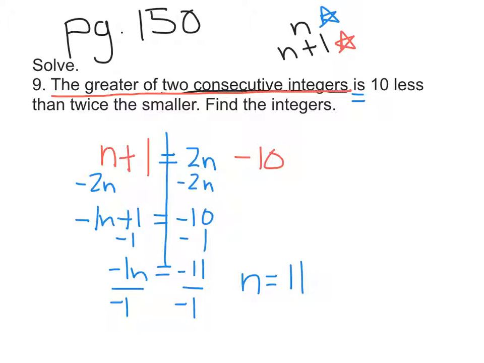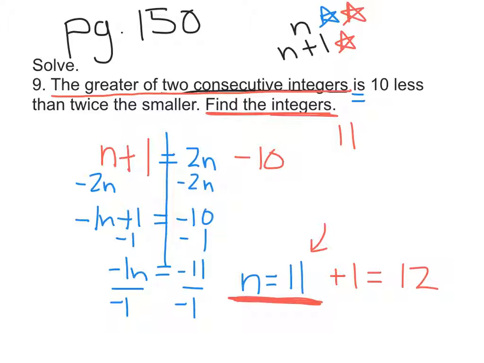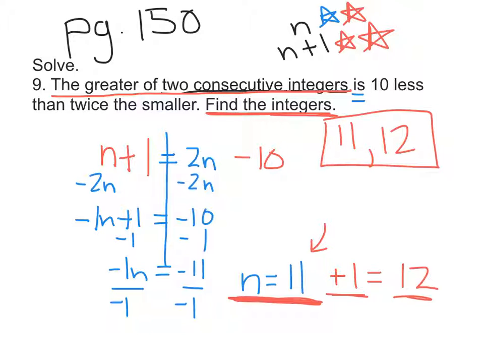Now, look in the directions. It says find the integers. Notice, I figured out what n is. That is the first integer. To get to the next integer, I need to add one more to that. And I get 12. So the answer to this is going to be 11, because that's my first integer, or n, up here. And to get my second one, I need to add one to that and get 12. So 11 and 12 are the two integers they are talking about.